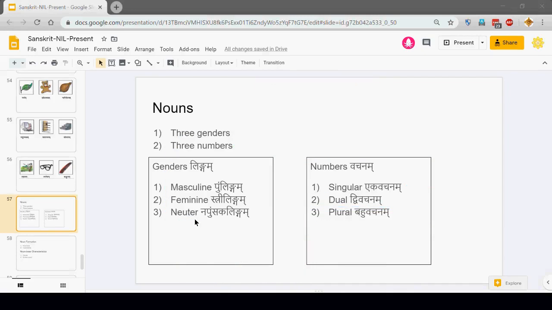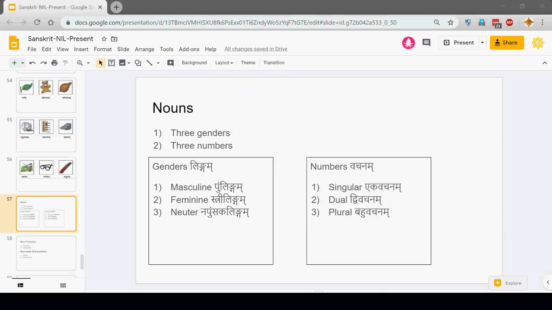So if it is pullingam or masculine, the forms in three numbers will be different. Like we saw Paryankaha, Paryankau, Paryankaha in singular, dual and plural. If it is a neuter word like Shayanam, the forms in the three numbers will be different: Shayanam, Shayane, Shayanani. If it is a Strilinga, there will be different forms again. So we are going to study that next, one by one.